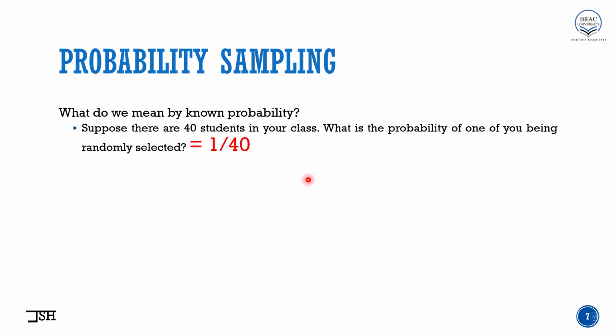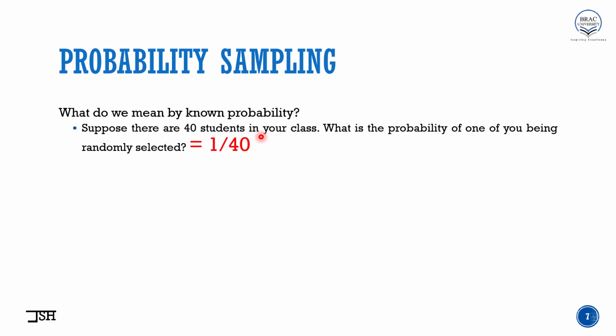Now, in all of these 3 examples, we know the probability of anyone getting selected, right? So we have a known probability here. And that is one of the conditions of probability sampling, right? So yes, we have learned one of the conditions of probability sampling, which is known probability. What is that?